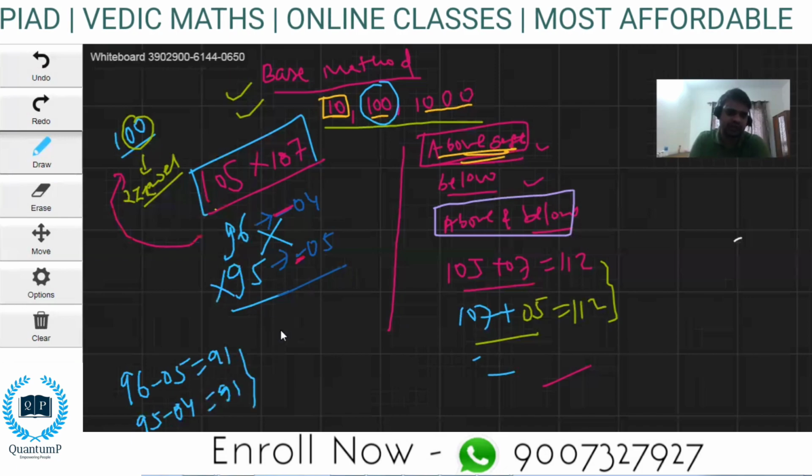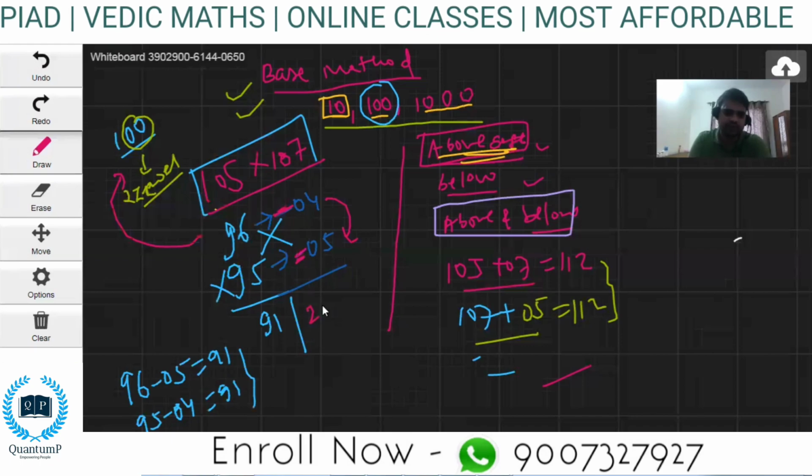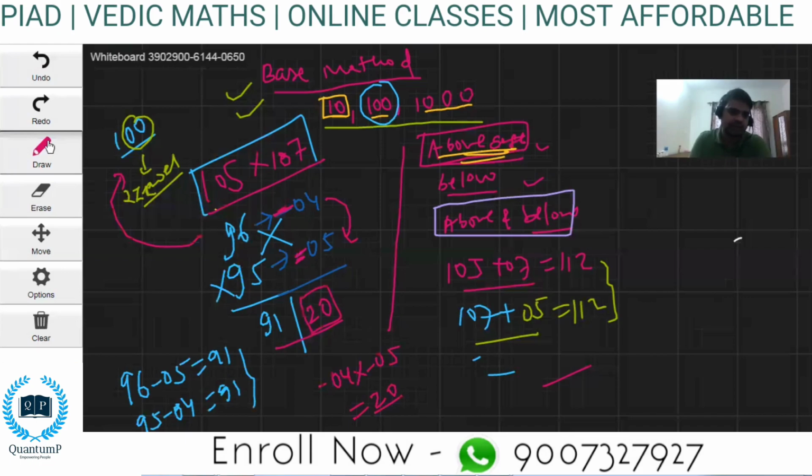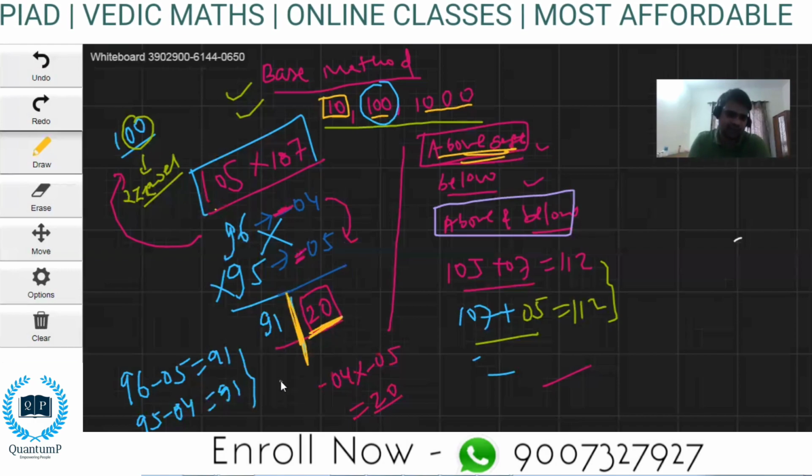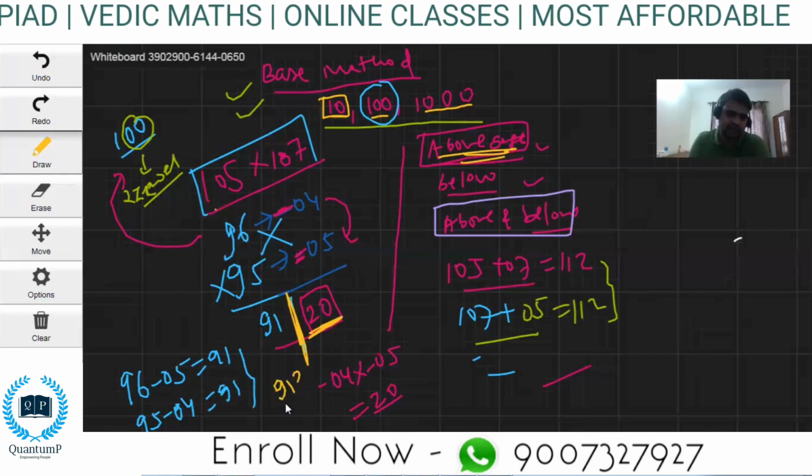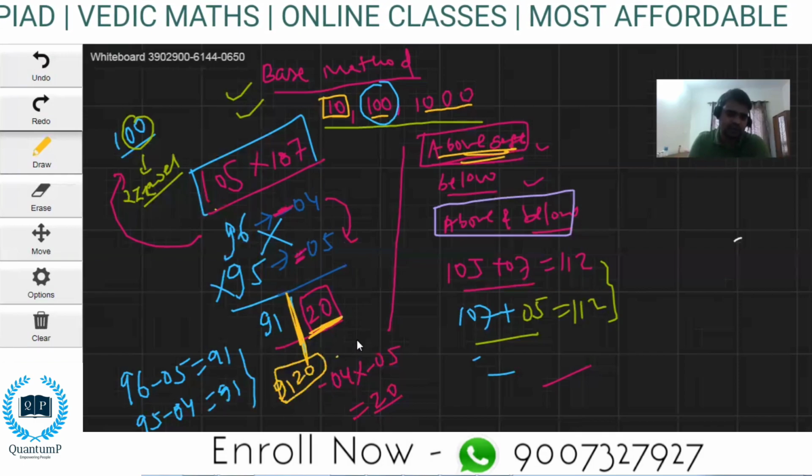So write 91 here, put a line, and then you'll multiply this 4 and 5. Minus and minus is plus, so 4 into 5 is 20. So we're getting 20. I mean to say minus 04 times minus 05, you'll get 20. And that 20 you have to write here. And after this line, there are only 2 digits, so obviously there is no further shift, and our answer is 91 this side and 20 this side. So the answer is 9120. Right, correct?